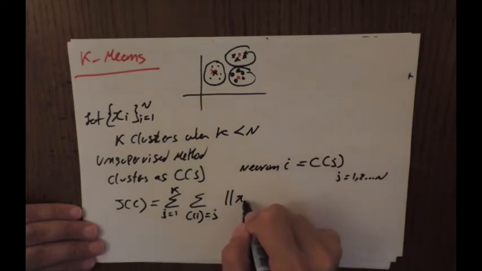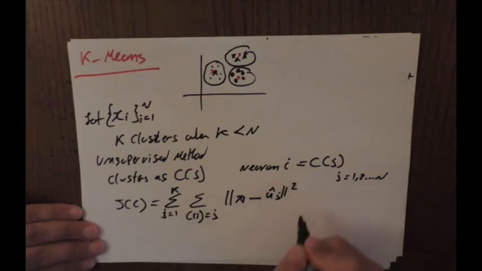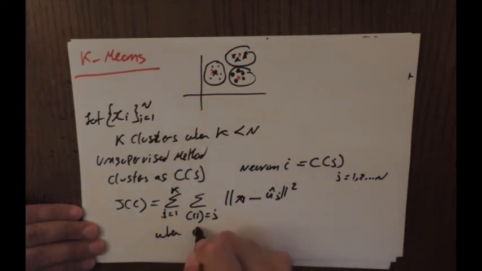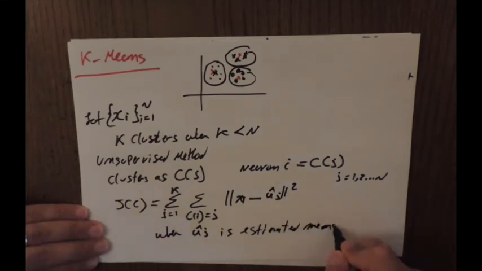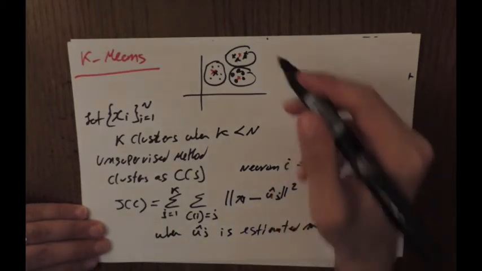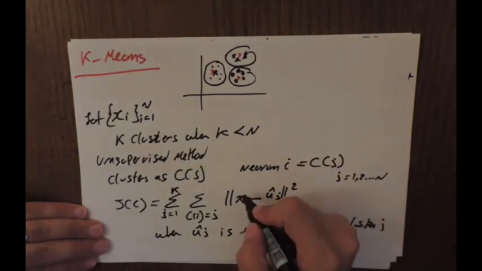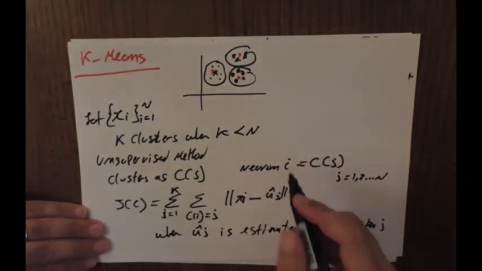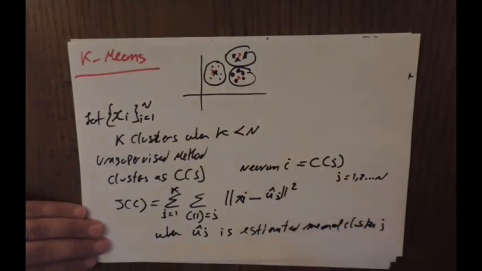We have xi minus uj squared, where uj is the estimated mean of cluster j. So imagine this is cluster j, we estimate a mean, and what we're trying to do is minimize the cost function of all nodes belonging to this cluster.